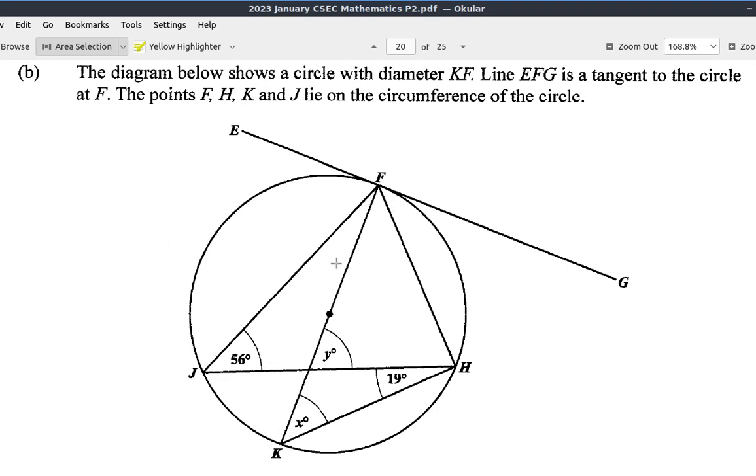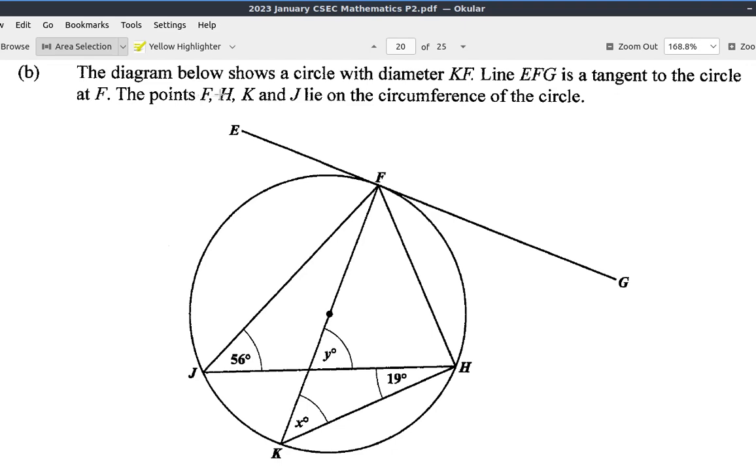So you have diameter KF. Look carefully at it. The line EFG is tangent. First of all, KF goes from here to here. And then EFG, that's the line right here. The line EFG is a tangent to the circle. Good. And you remember the tangent does not cut the circle, it just touches the circle, right? At F. So F is the point of tangency where it touches the circle.